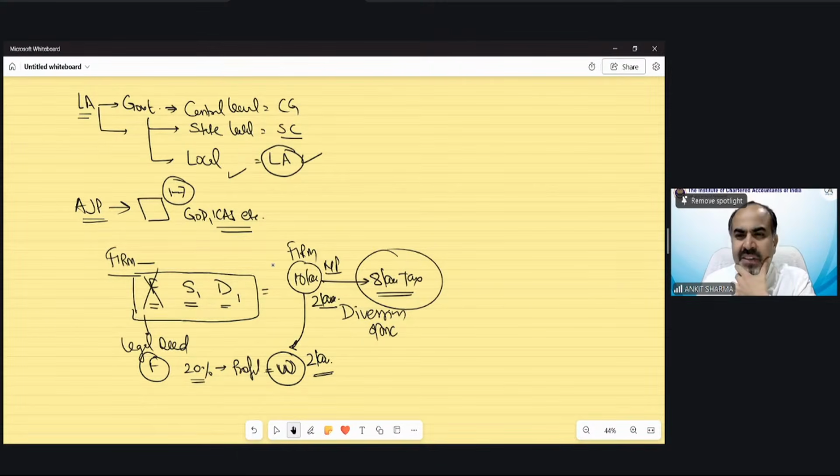Sumit is asking, will this happen every year? Yes, of course, every year, the 20% part of the income would be automatically treated as diversion of income. So the balance would be treated as partnership firm income.